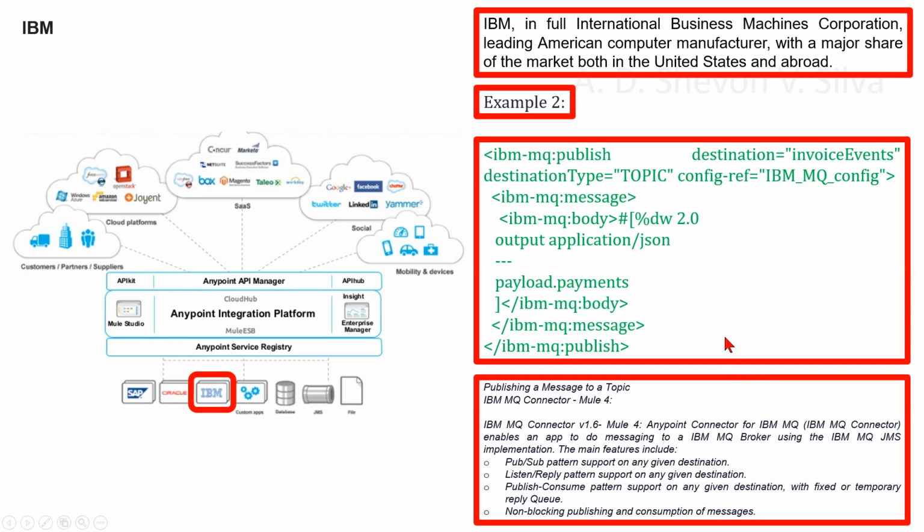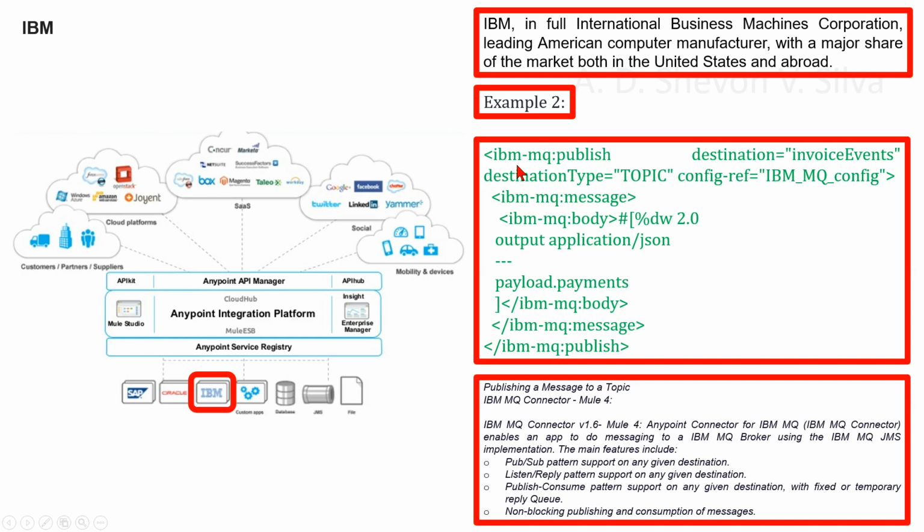This is another example we can consider related to publish messages, publishing a message to a topic. This is the IBM MQ connector Mule 4, IBM MQ connector version 1.6 Mule 4, endpoint connector to IBM MQ. IBM MQ connector enables an app to do messaging to an IBM MQ broker using IBM MQ JMS implementation.